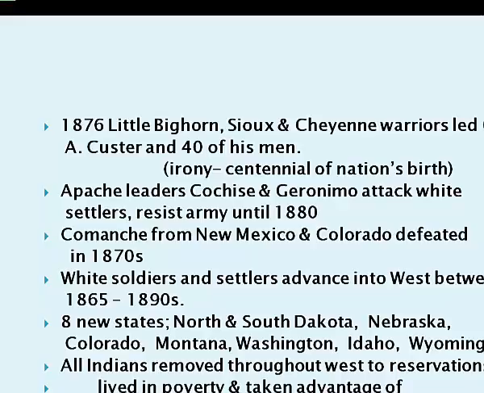Between the end of the Civil War and 1890, eight new western states joined the Union: Nebraska, Colorado, North and South Dakota, Montana, Washington, Idaho, and Wyoming. And the Indians were removed from there to reservations throughout the West, where they were forced to live in poverty and were taken advantage of by the traders and the government agents. They were sent there to protect them.